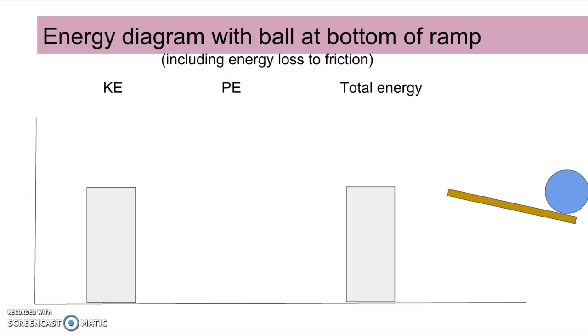This diagram shows the ball's energy when it was at the bottom of the ramp. Its potential energy was lost because the ball had no height at this point. The ball only had kinetic energy because it had only velocity. The total energy decreased even more because of the friction.